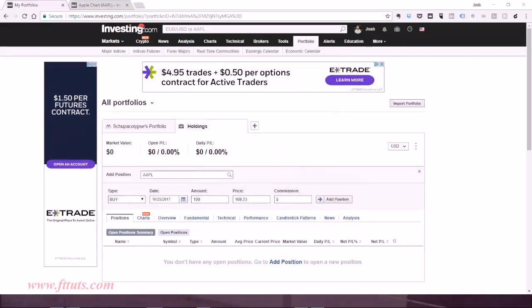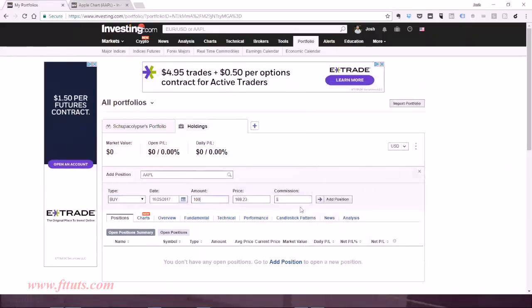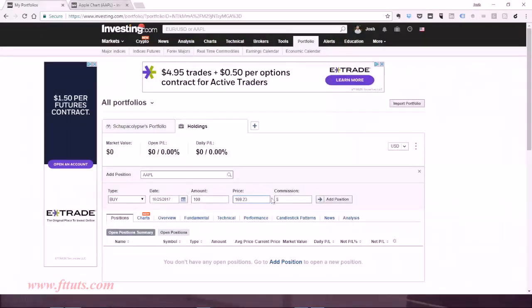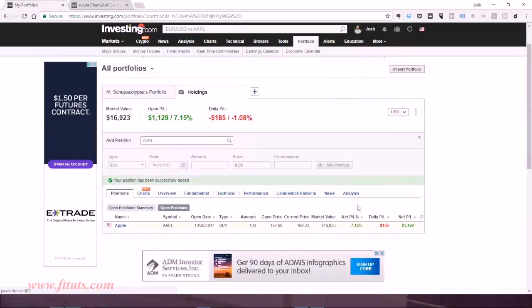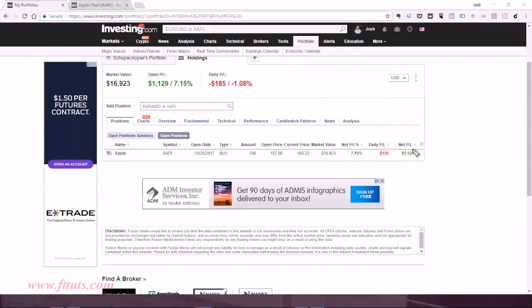So first question is, can I buy 100 shares? All right, so 169 times 100. Yep, I've got enough capital to buy that. And what was the price that I bought it at? So we said 10/25, so let's say we bought it at 157.90. And it cost us $4 to get in the trade. I'm going to add the position. So you can see right now, this is the net P&L since that date.